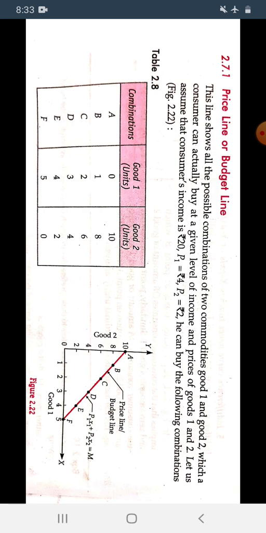In combination A, the consumer is consuming 0 units of good 1 and 10 units of good 2. In combination B, the consumer consumes 1 unit of good 1 and 8 units of good 2. In C, 2 units of good 1 and 6 units of good 2, and so on. So we have to put all the points on the curve.